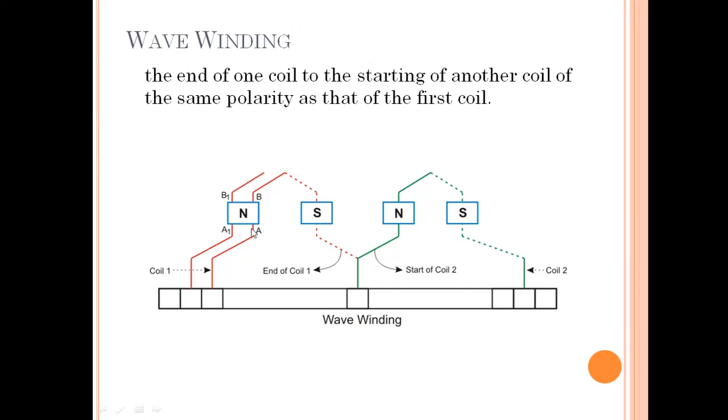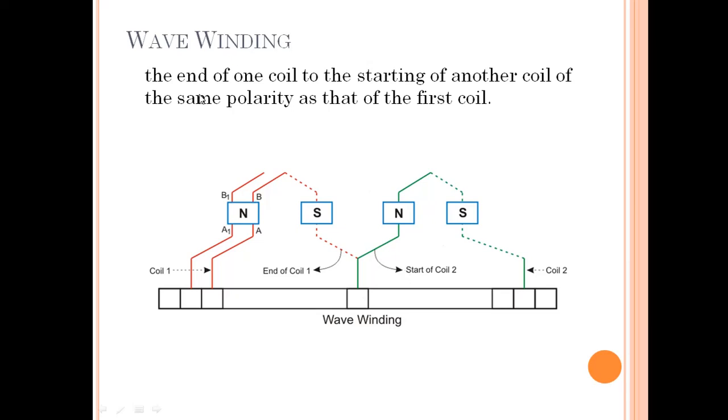In this diagram you can see that AB, the continuous line, indicates the starting end of the coil, and the dotted line indicates the terminating end of the coil. This is coil 1 and this is coil 2. If you want a wave winding, the terminating end of coil 1 is connected to the starting end of coil 2 through a commutator segment. If you want a wave winding, this is how you should connect.